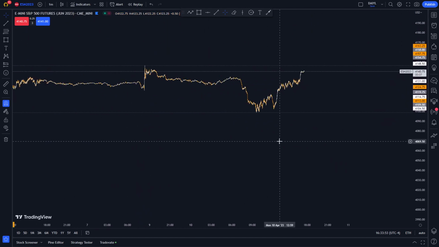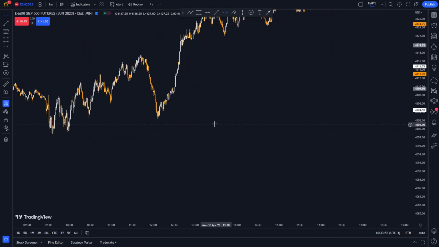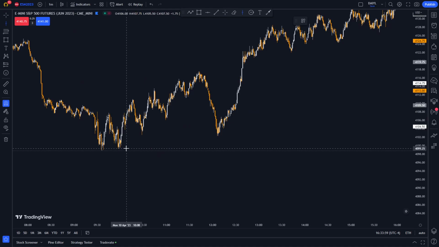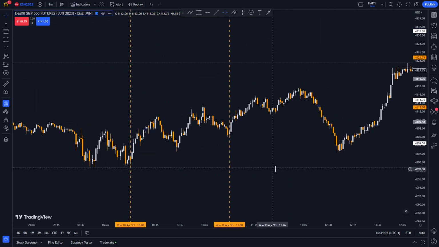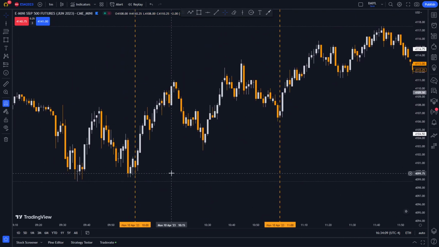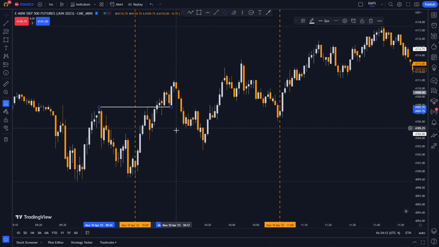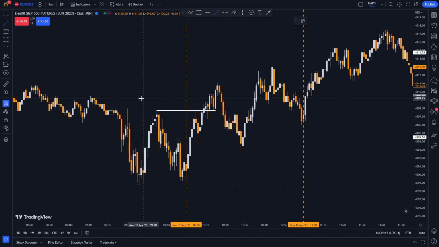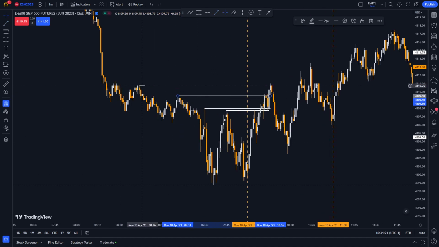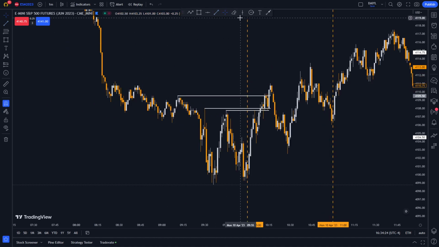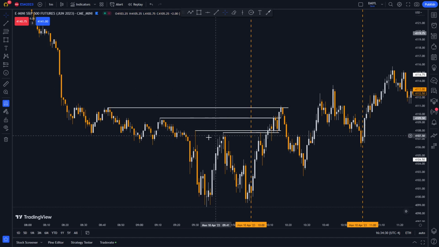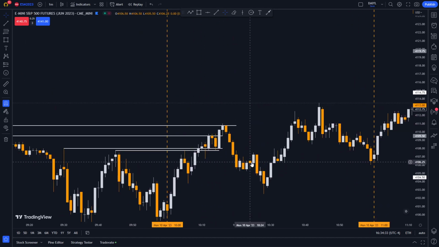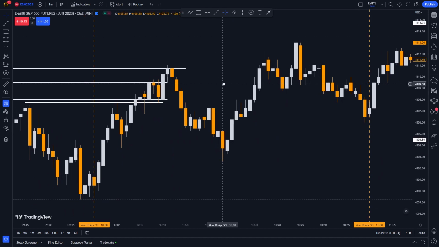So we can look at today too. 10 a.m. to 11. Liquidity taken out here, and like this one was too. Also this one too. Also, it doesn't really matter how many of the liquidity pools were taken out, or at least in my experience it doesn't matter.